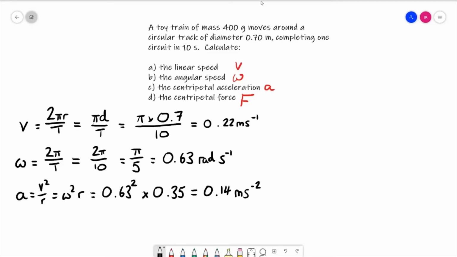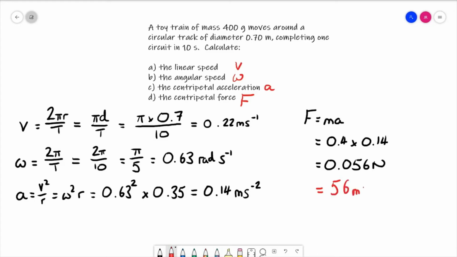Finally then, to work out the centripetal force, we're going to use F is equal to ma. Happy to do that because it gives us a set mass, a constant mass in the question. Our mass is 0.4 kilograms multiplied by 0.14, our acceleration that we just calculated, and that will give you an answer of 0.056 newtons once we've rounded, or some of you, just like me, might prefer to write that as 56 millinewtons.